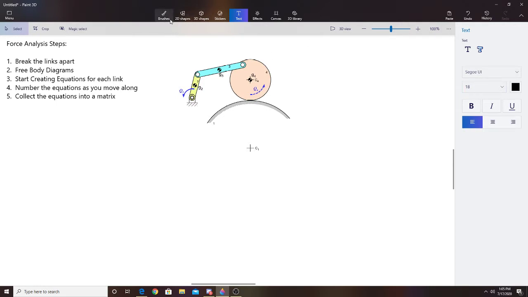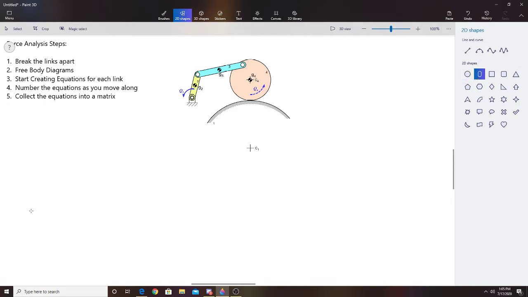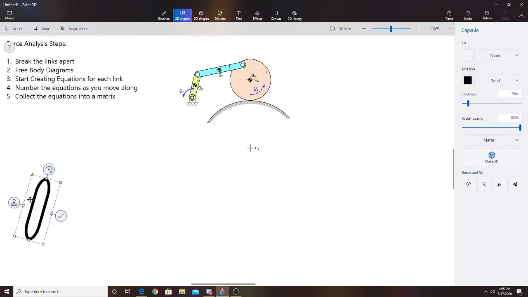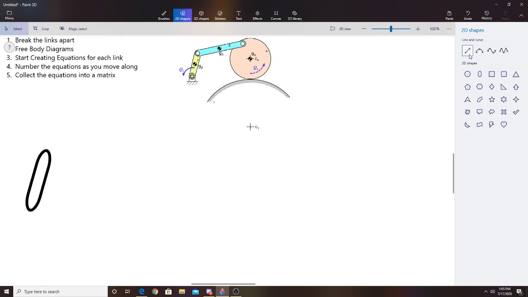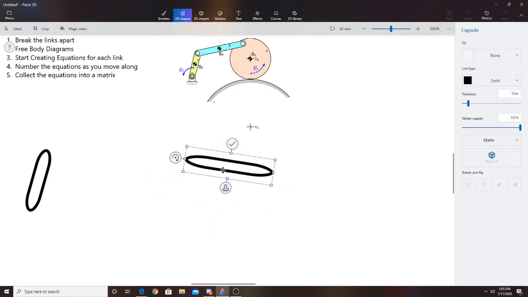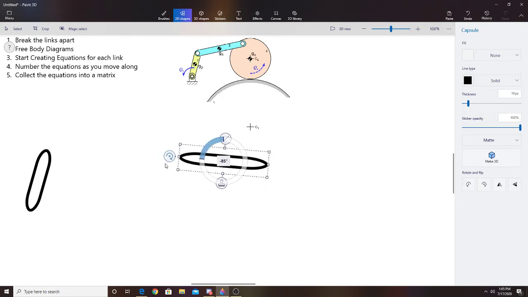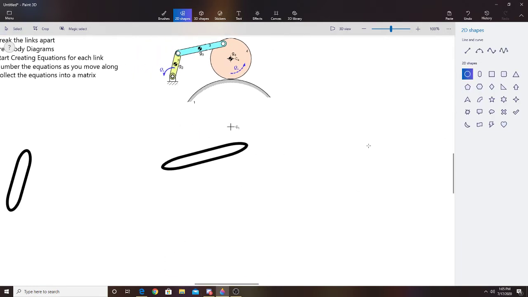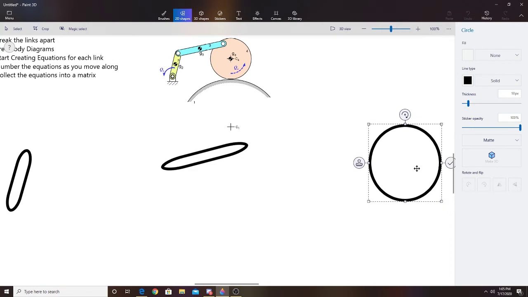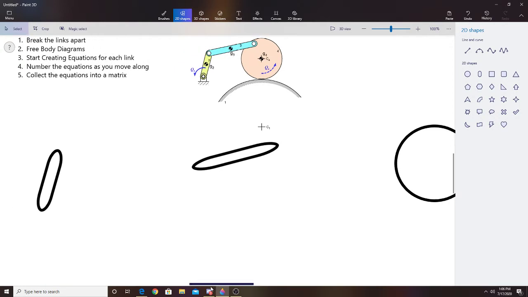So I'm going to very quickly do a free body diagram. I'm going to do them for each one. So link 1, you guys are going to have to use your imagination here. So link 1 is going to look like this. Right. Link 2. Let's go like that. Link 2. Trying to get them in their actual shapes here, or in their actual directions. And link 3. This oddly shaped one. So these are all the links that we are doing.